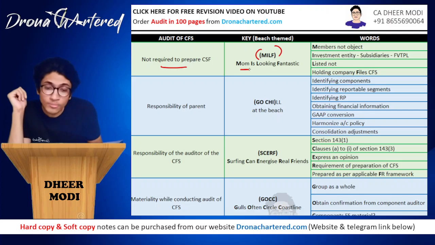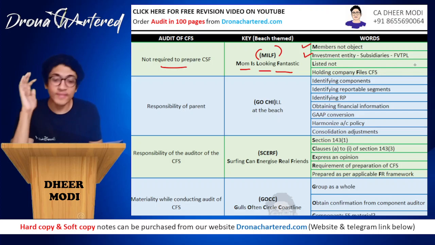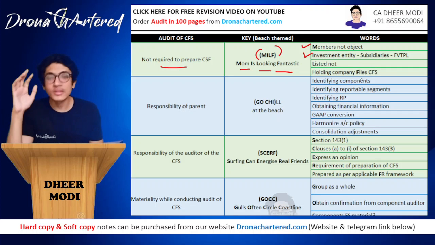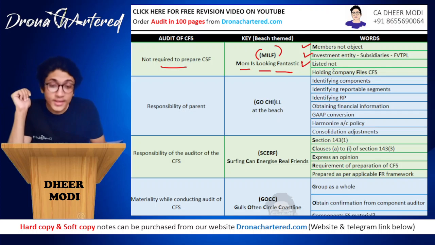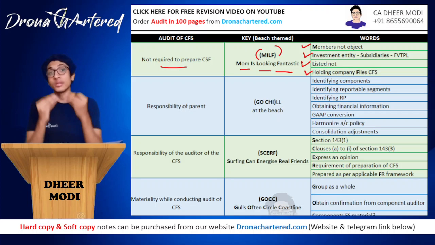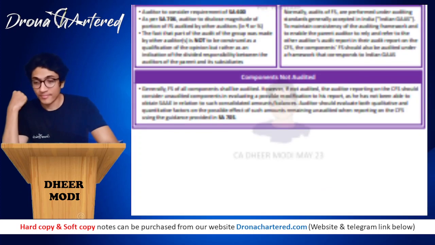So the first condition is members shall not object. Second, it should not be an investment entity whose subsidiaries are valued at FVTPL. I know I skipped this point, so we will cover it. Next, it should not be listed, and last is that the holding company files CFS. That means either your intermediate holding or your ultimate holding files CFS. So this is your key.